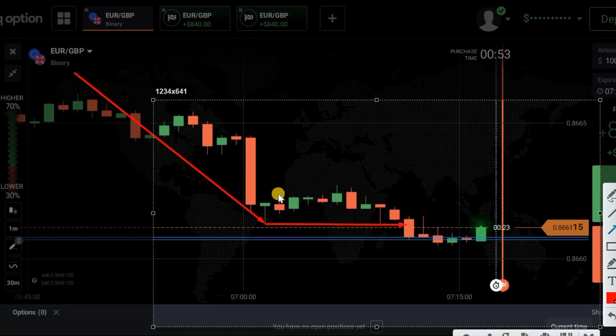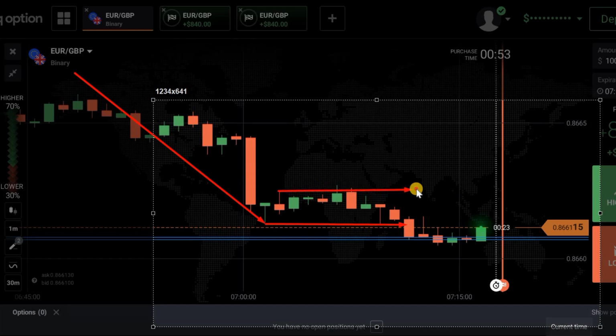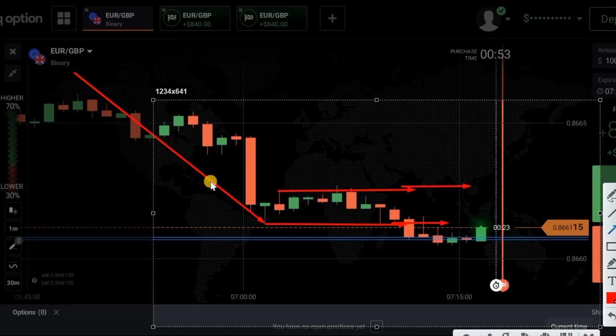There was a consolidation area. Now this consolidation area happened because the pressure in the downtrend failed. Not that it failed, it got exhausted. So it had to build up a new form of pressure.